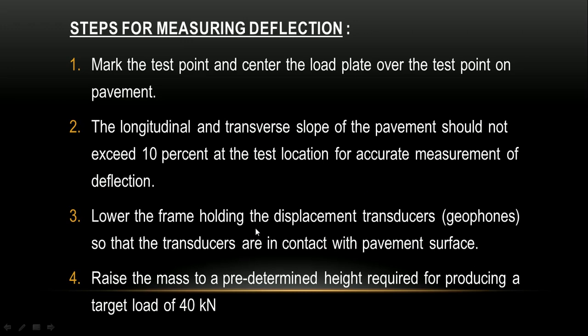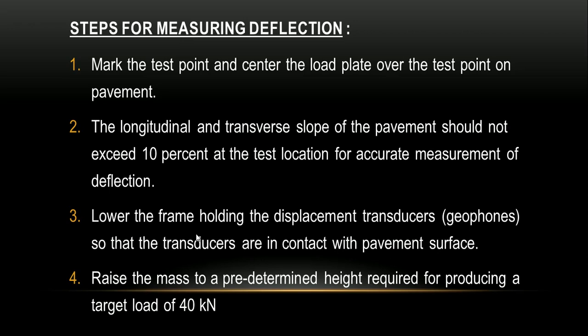The first thing is you have to mark the test points on the center of the road, at the center of the loading plate. You have to mark the different points on the road surface and you have to place the loading frame, the entire falling weight deflectometer, at the center of the point.